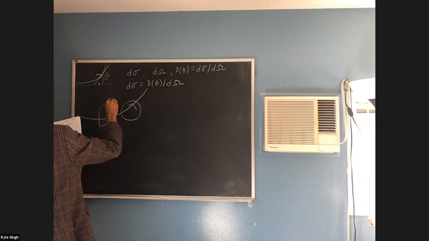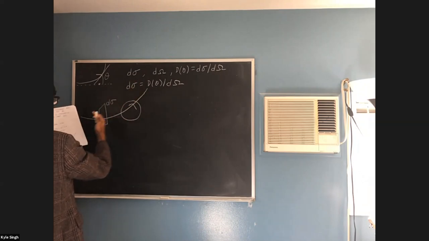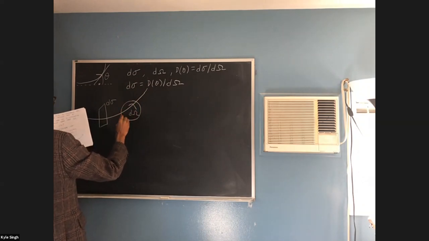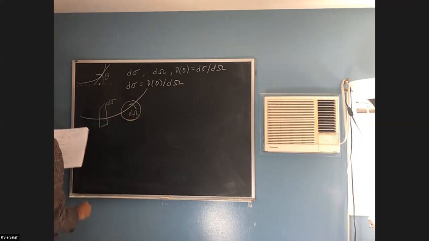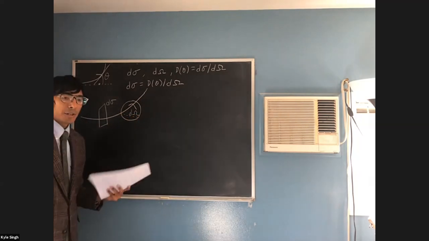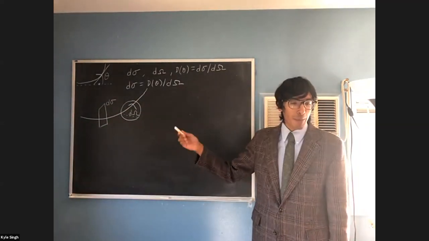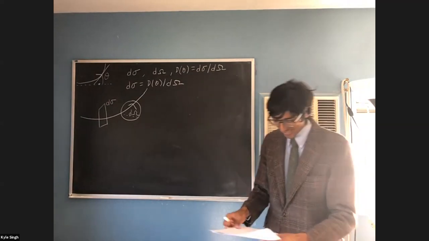It's passing through some area, d sigma, right? So this is just some total area as it sweeps across. And then the angle it makes as it scatters off is d omega. Okay. And then, of course, the impact parameter is defined b. Does this picture make it a little more clear? I hope so. I'm not a good artist.